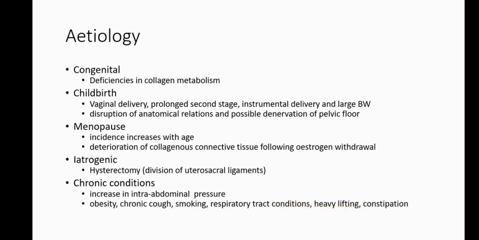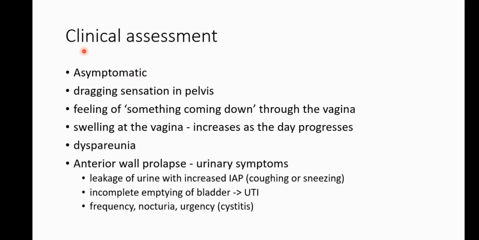So you have to remember the causes, the classification, the support, and the clinical assessment. Now, a patient might be asymptomatic, or she might be having some dragging sensation in the pelvis, because there is a prolapse of the uterus, and the patient is complaining of something coming out through the vagina. And ultimately there is swelling, why? Because the uterus or the cervix, along with the vaginal walls, is outside the vagina, and there is increased pressure, and ultimately there is congestion and hyperemia, and overall there is swelling felt at the vagina.